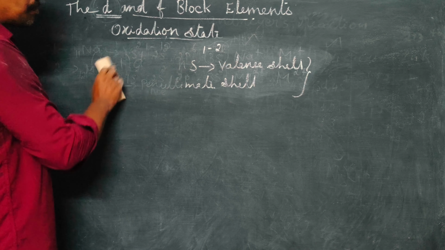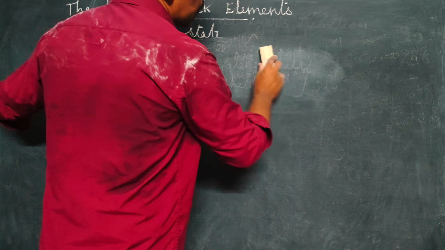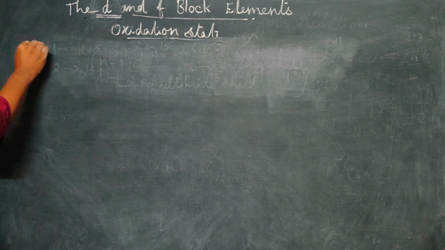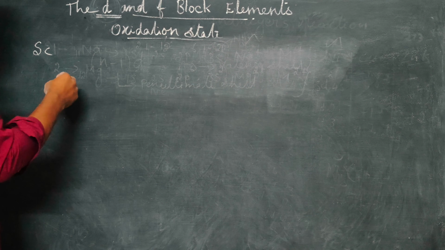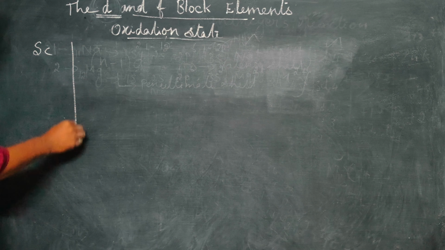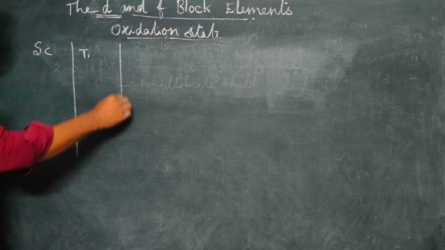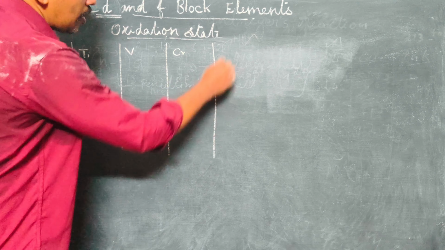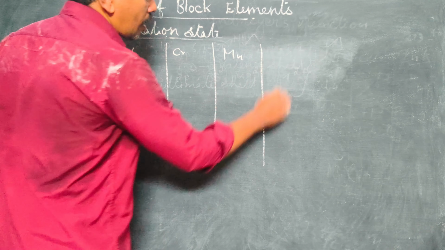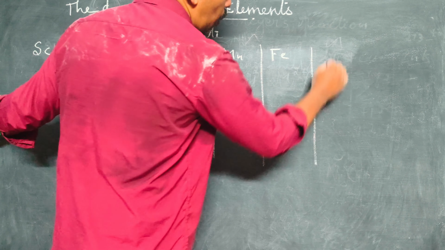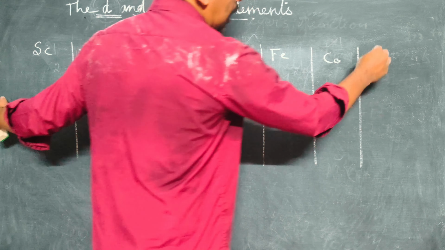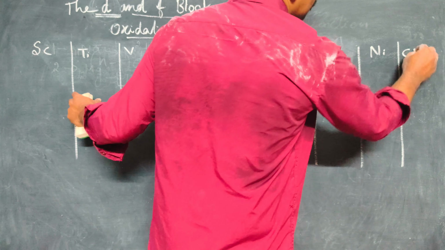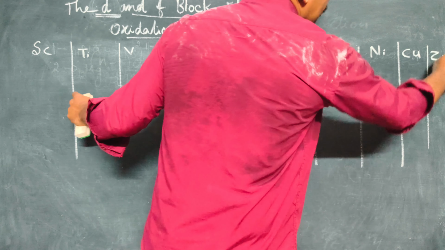I am going to explain the 3d series elements one by one. You know the 3d series elements: scandium to zinc. Scandium, titanium, vanadium, chromium, manganese, iron, cobalt, nickel, copper and zinc.